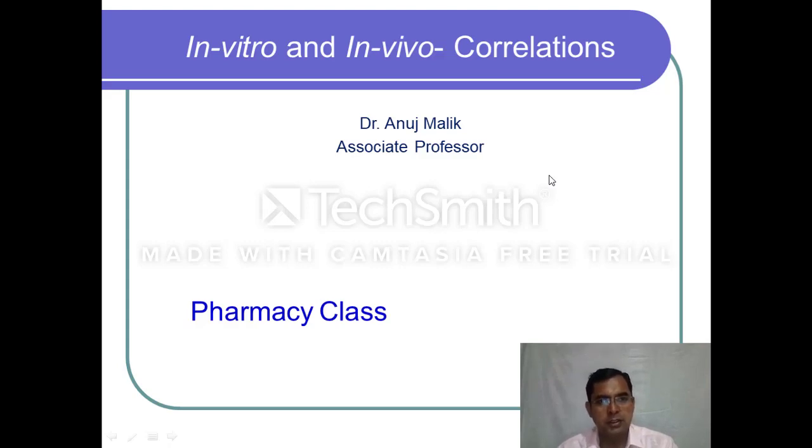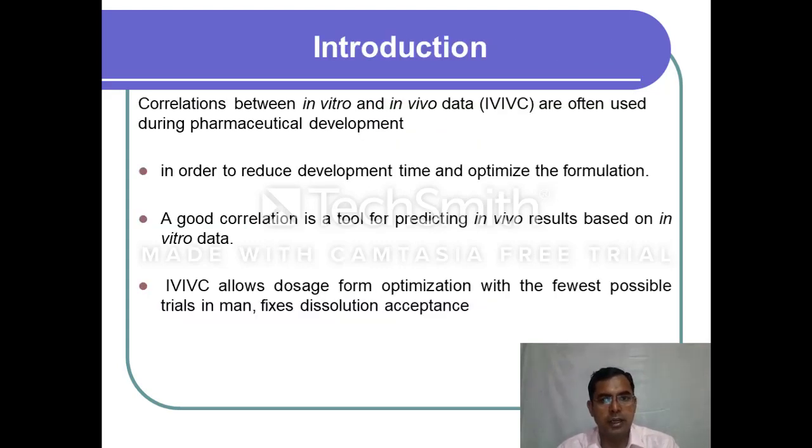Today I am going to discuss in vitro and in vivo correlation. In vitro and in vivo data, that is known as IVIVC, are often used during pharmaceutical development. For development of a pharmaceutical formulation, we have to perform so many in vitro and in vivo experiments. So in order to reduce development time and optimize the formulation, we go for the in vitro in vivo correlation. Correlation is a tool for predicting in vivo results based on the in vitro data. So that is the objective of the IVIVC.